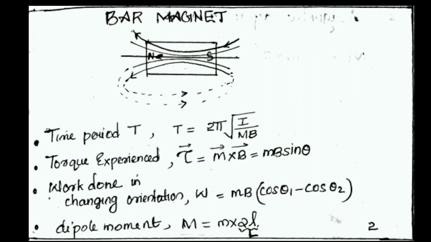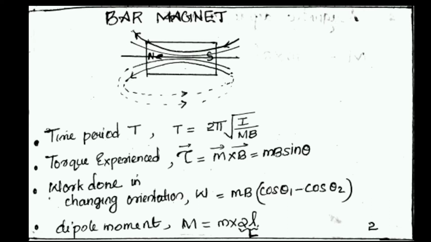Next point is the torque experienced while moving a magnet through an angle theta: tau is equal to m cross B, that is mB sin theta. Another one is the potential energy of the bar magnet, U equal to minus mB cos theta, and the work done in changing the orientation of the magnet from theta 1 to theta 2 is W equal to mB (cos theta 1 minus cos theta 2).